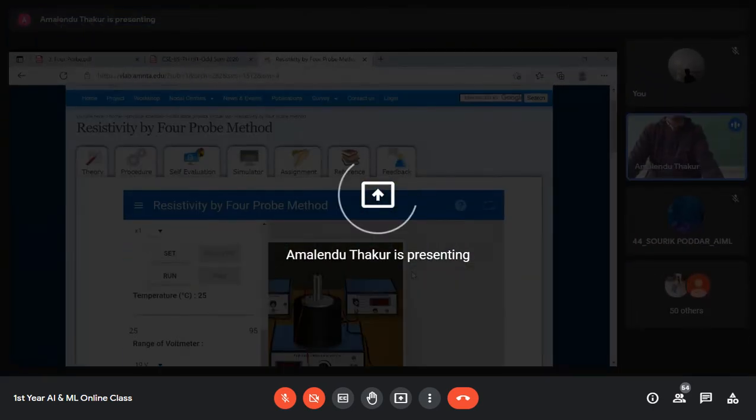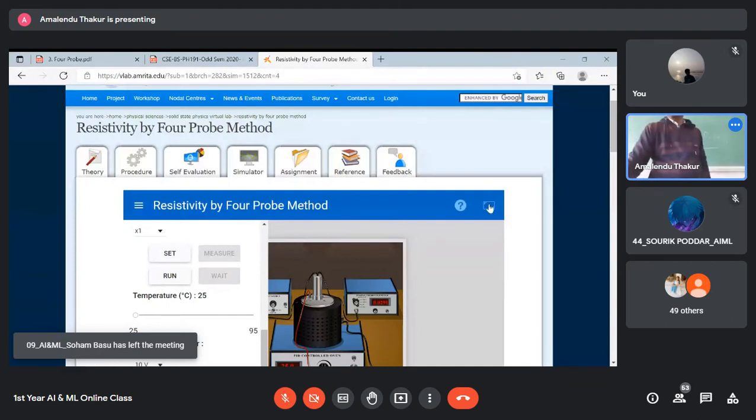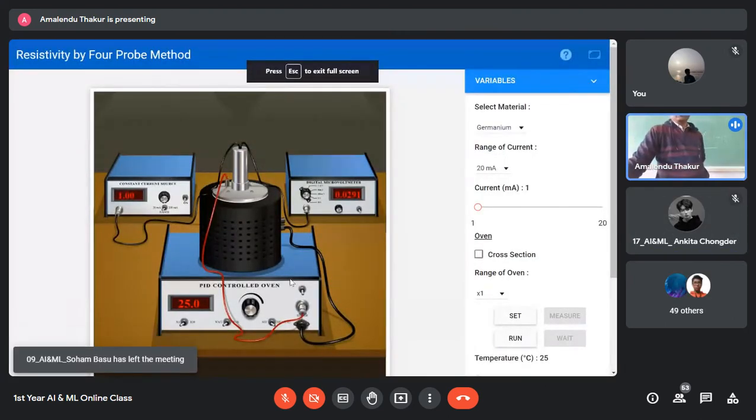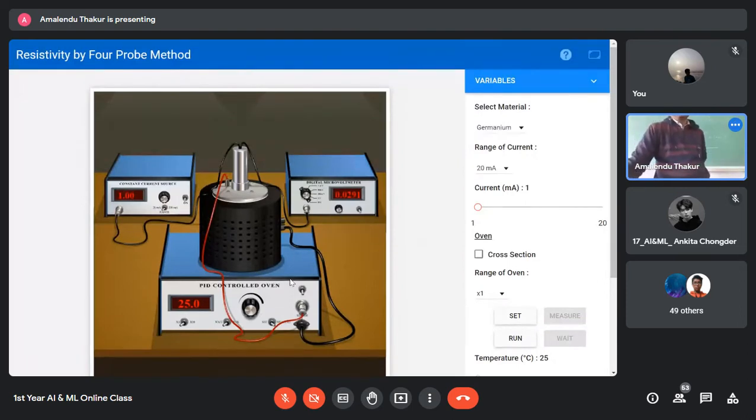Now the screen is visible to everyone, students. Okay. This is the setup. Here it is shown separately, the current and this is the voltage. This is the oven and the four-probe setup inserted within the oven, and this is the control knob, the oven control knob. So first of all, go to the right hand side.